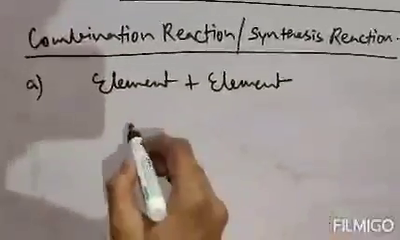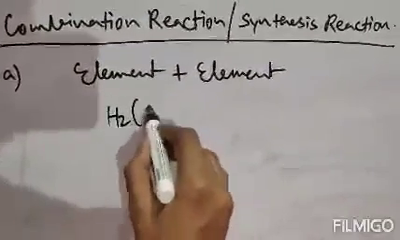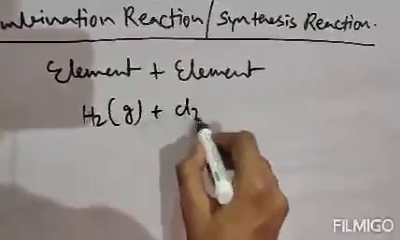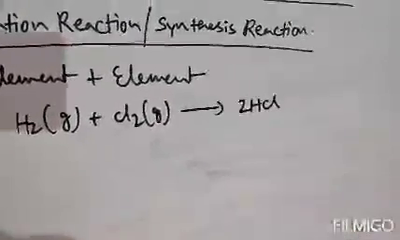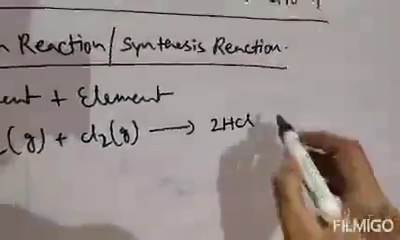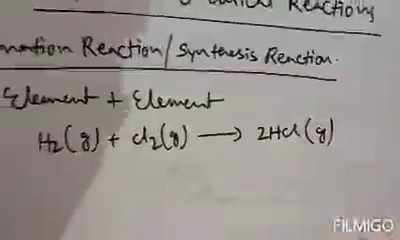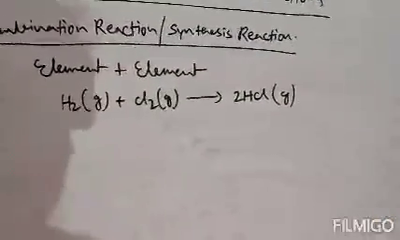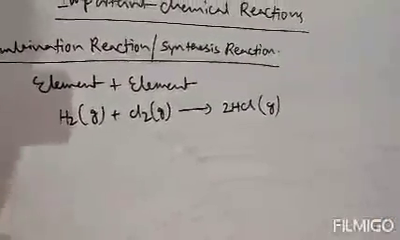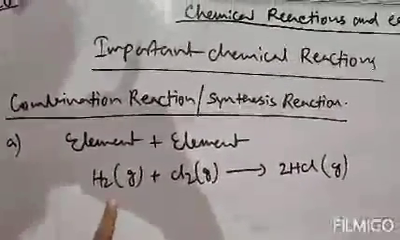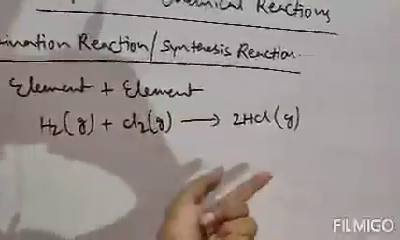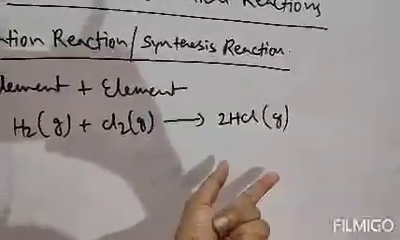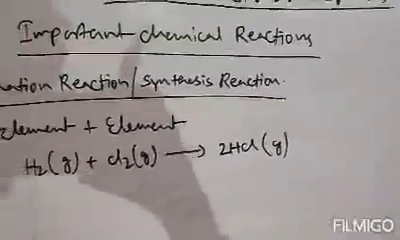So the first category is element plus element, that is, element combines with another element. So the first example, let's take H2, this is a gas, and Cl2, this is also a gas. So the product here is 2HCl, that is hydrogen chloride. It is also a gas. So here hydrogen is an element, and chlorine is an element. So two elements combine together to form hydrogen chloride. That is also a compound.